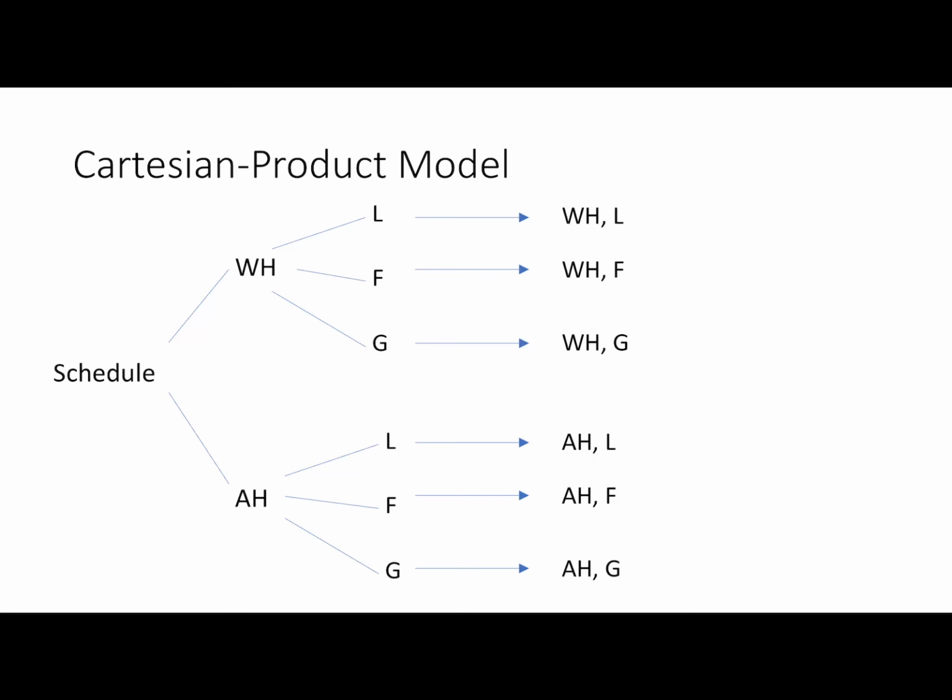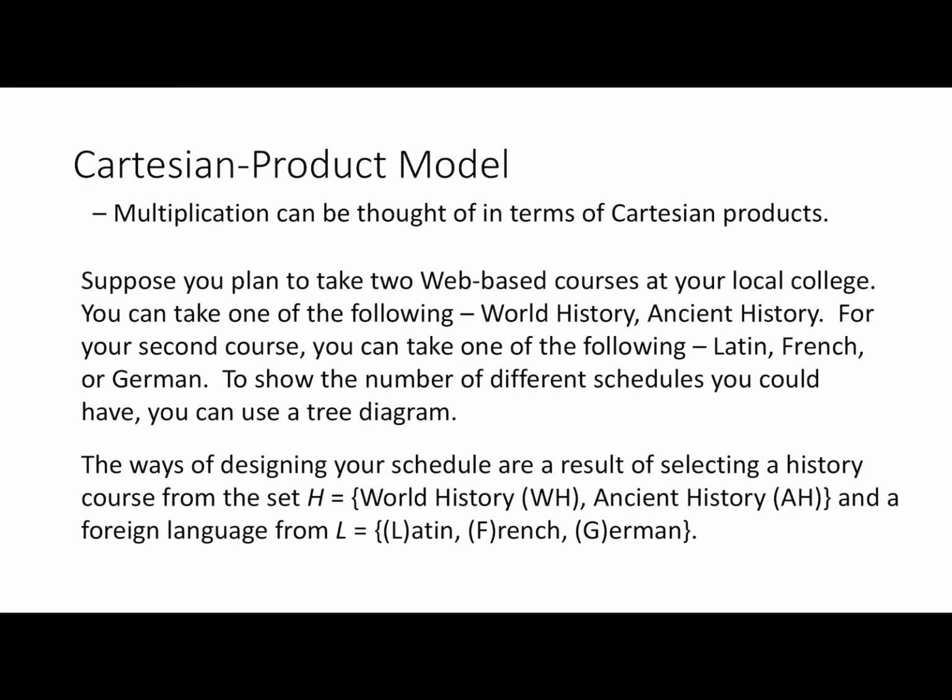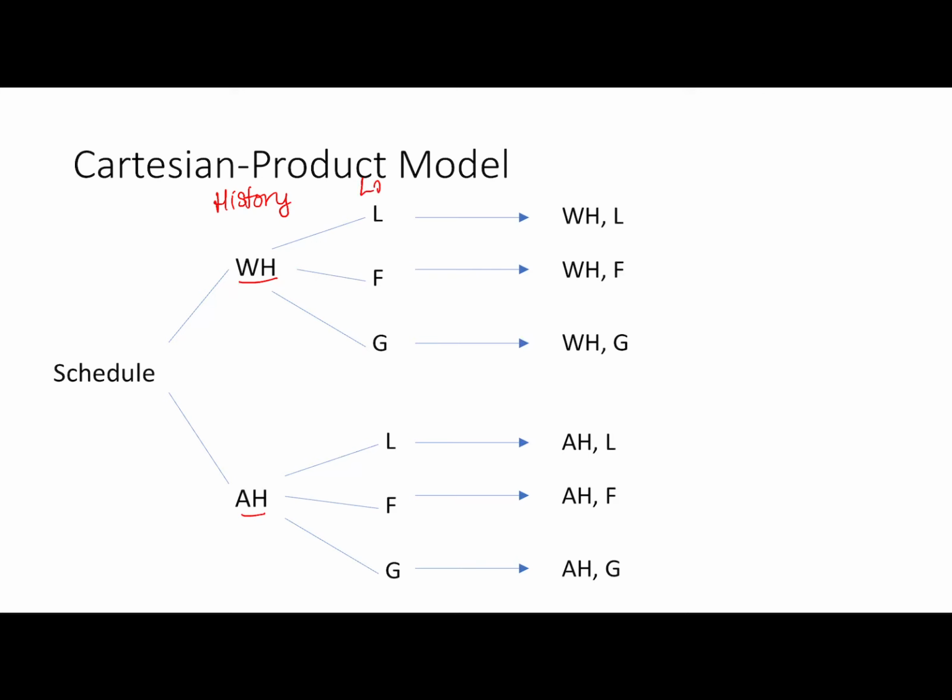So here's my tree diagram. First, I'm going to choose my history course. So I could either choose world history or ancient history. And then I can choose a language after that. And so we saw this when we did Cartesian products, right? These are my ordered pairs that look like a history class and then a language. And we just count how many ordered pairs we have. There are 6. I had 2 history classes to choose from and 3 language classes to choose from. So this is 2 times 3.